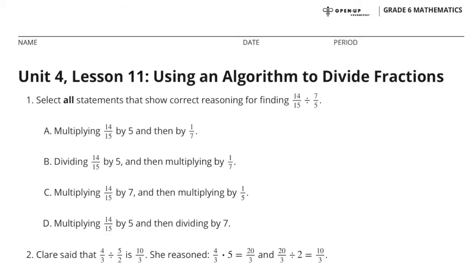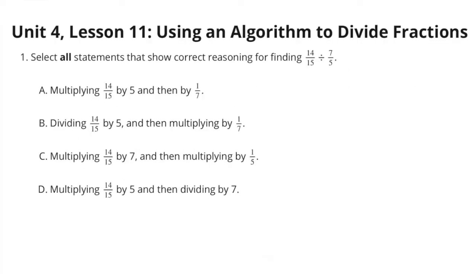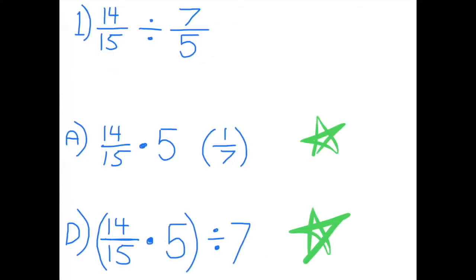Unit 4, Lesson 11, using an algorithm to divide fractions. Number 1, select all statements that show correct reasoning for finding 14/15 divided by 7/5. A, 14/15 times 5 times 1/7, and D, 14/15 times 5 divided by 7.